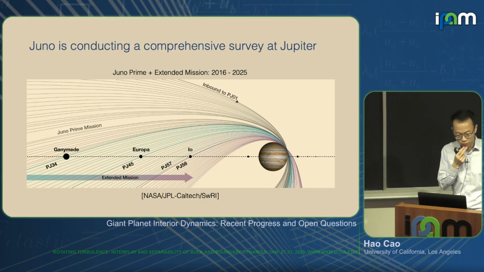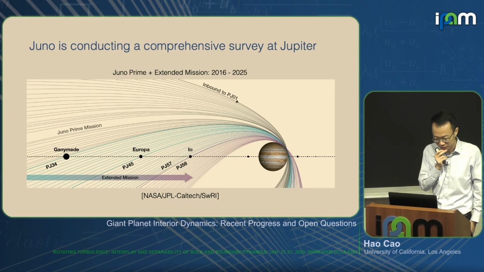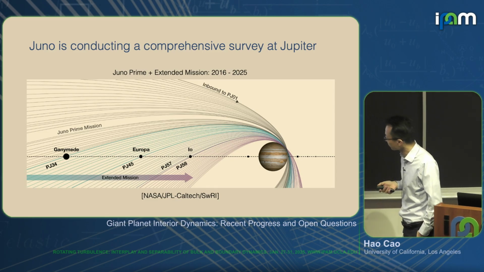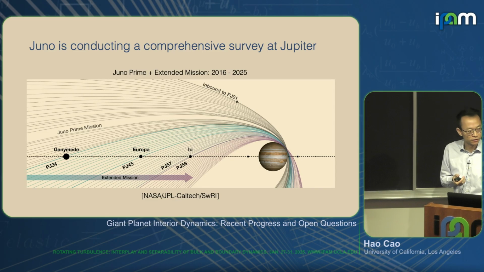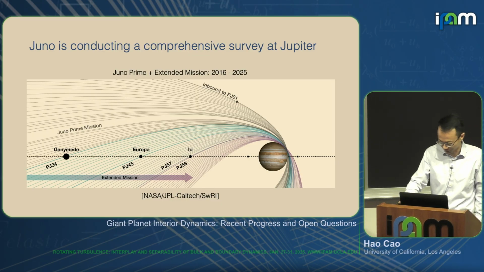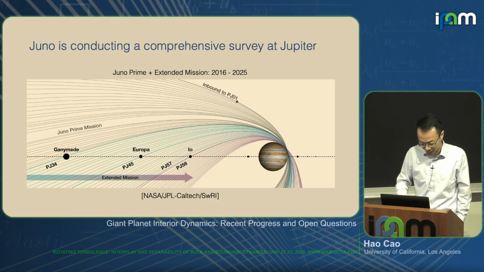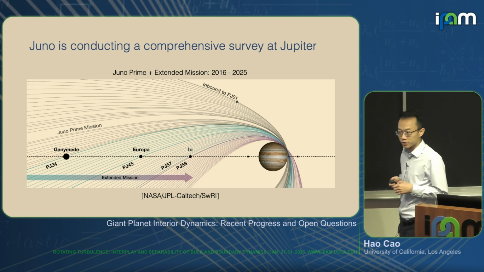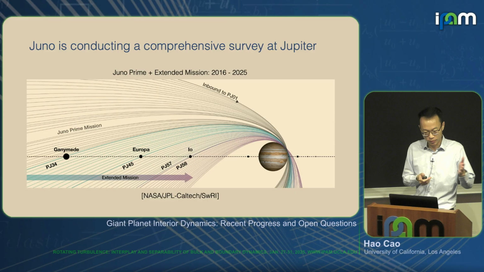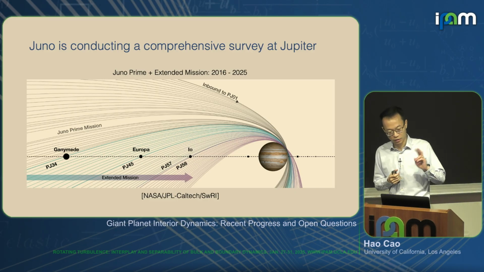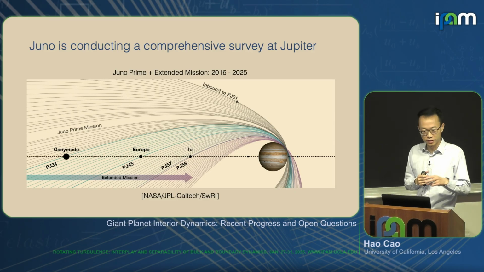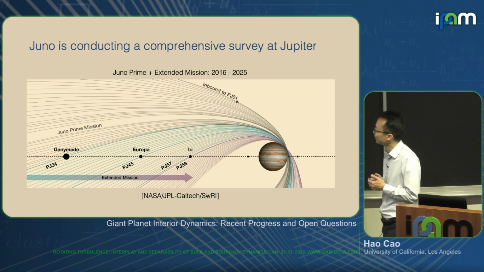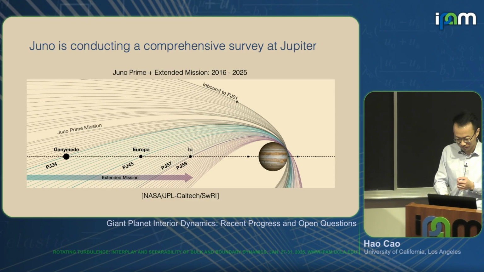What the Juno mission has given us is measurements of Jupiter's gravitational field and magnetic field and many other things. I'm only going to talk about the gravitational field and the magnetic field. It is still ongoing. It arrived there in 2016, and the extended mission is supposed to end this year. We just submitted the extended mission proposal at the end of last year, and we're waiting to hear back from NASA.